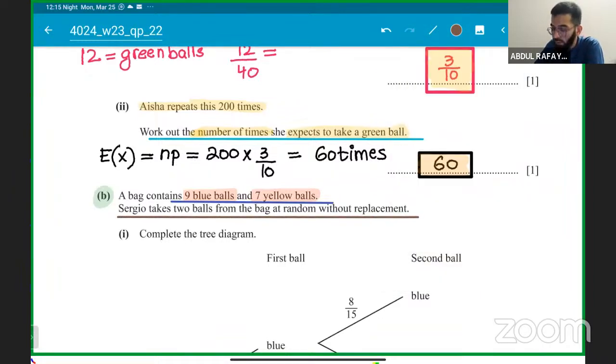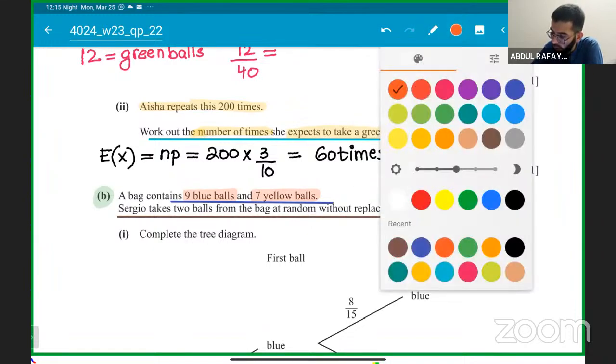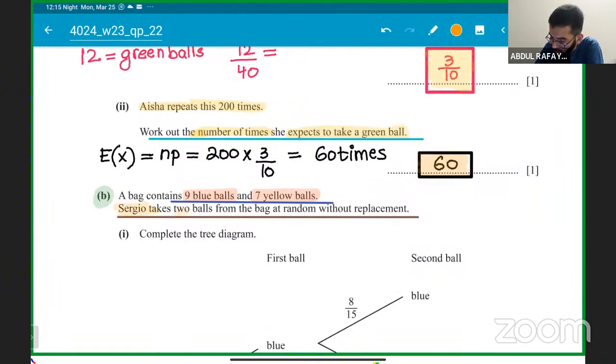Sergio takes 2 balls from the bag at random without replacement. Okay, so we can say that Sergio is taking 2 balls from the bag at random without replacement. What do we mean by without replacement, students? That he is not putting the ball back. एक बॉल उसने निकाल ली तो वो रिमूव हो गई. He is not putting it back.